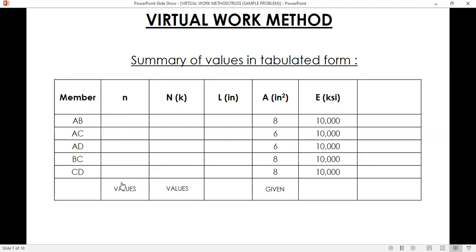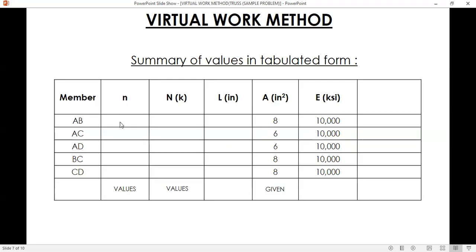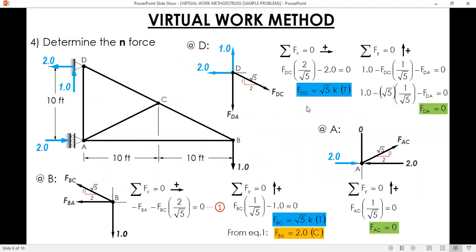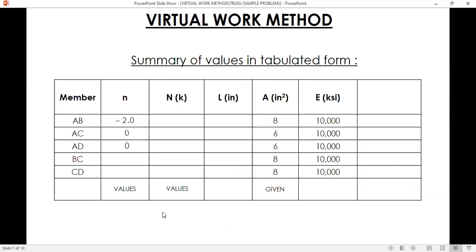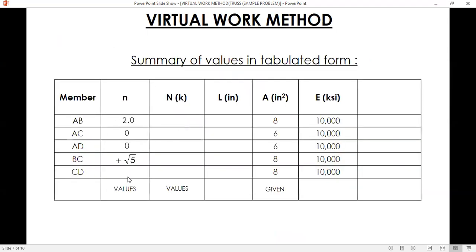So, we fill this up with values of n. AB, 2 compression, so negative. AC is 0, AD is 0, so 0, 0. And then BC and CD. BC is square root of 5. CD is square root of 5 also.